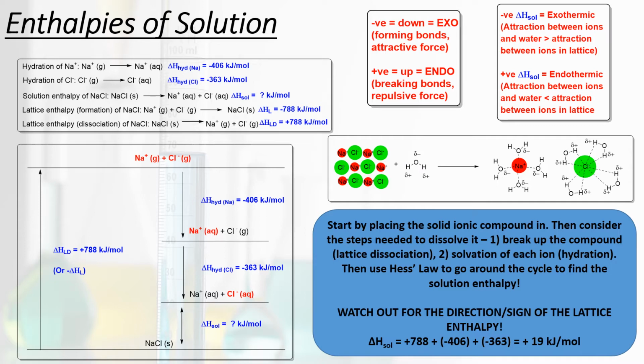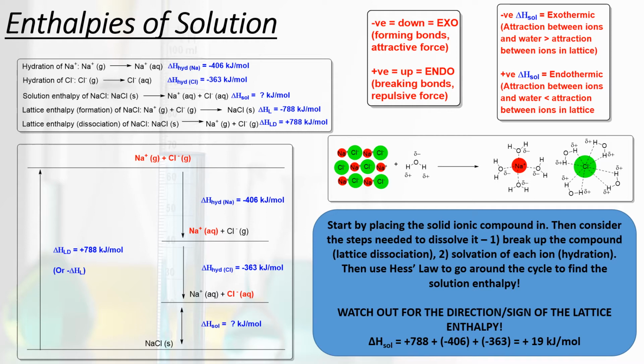The other example is if we have a positive solution enthalpy. So this is what the example is showing here in this question. Here we have our sodium and chloride ions. The line for that is slightly above the sodium chloride solid lattice. And so we have a positive and endothermic solution enthalpy. What this means is that the attraction between the ions and the water is actually less than the attraction between the ions and the lattice, i.e. it prefers to stay as the ionic compound rather than being hydrated and dissolved.